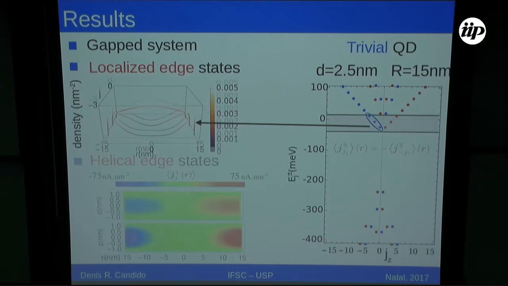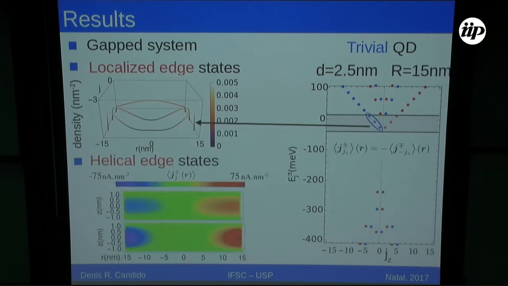So I plot the current through the current formula. I can also show that this level moves the current in the opposite direction when I compare it to this one. So here I still have the helical edge state character. Okay, so I still have the helical edge state property.